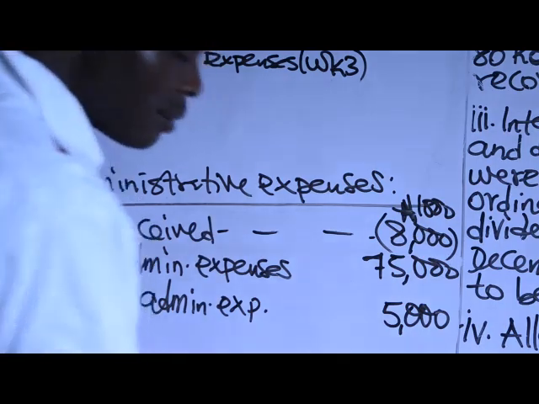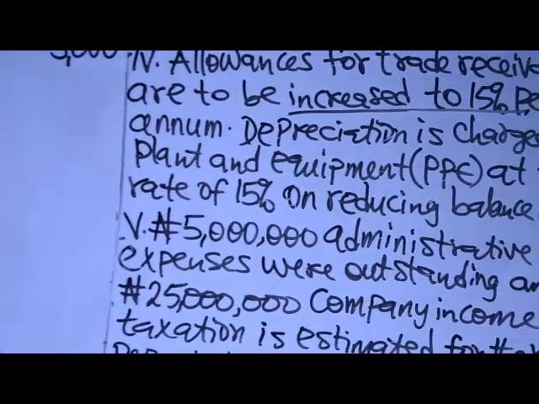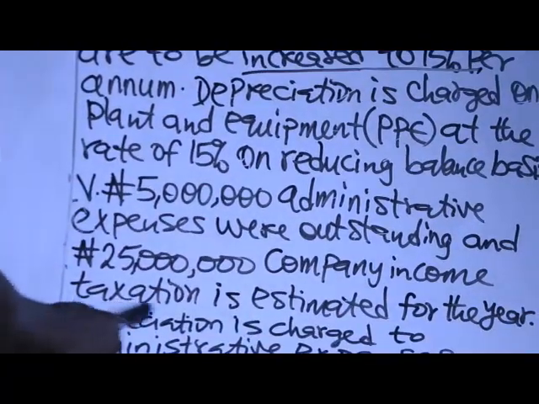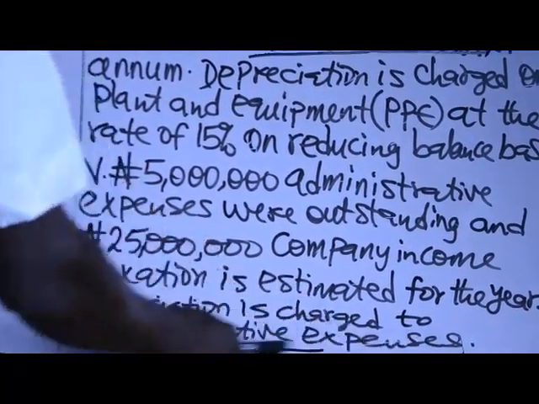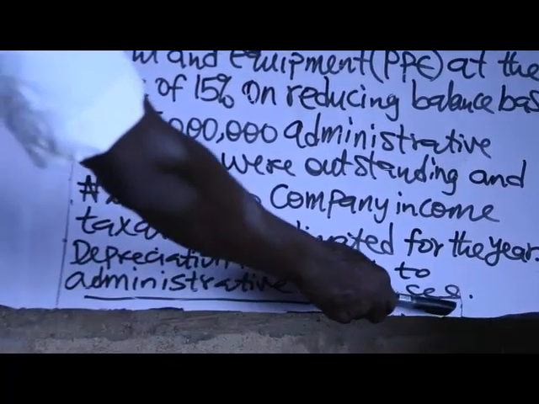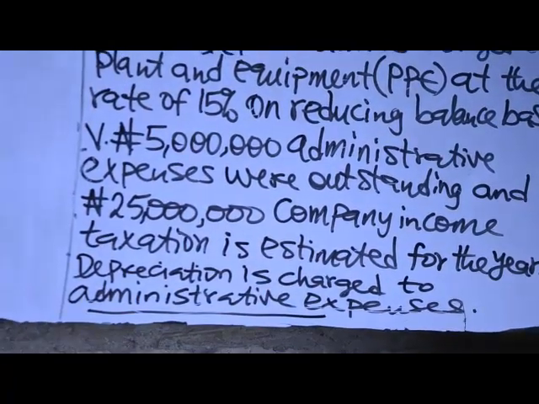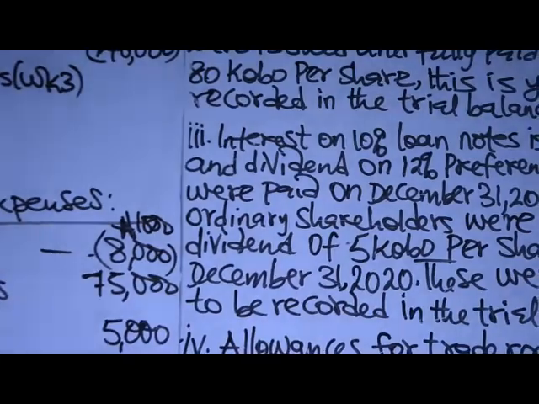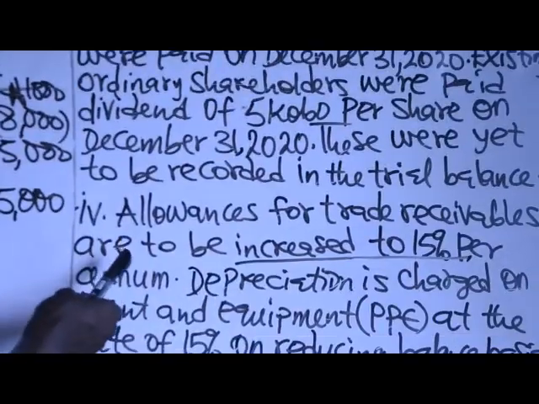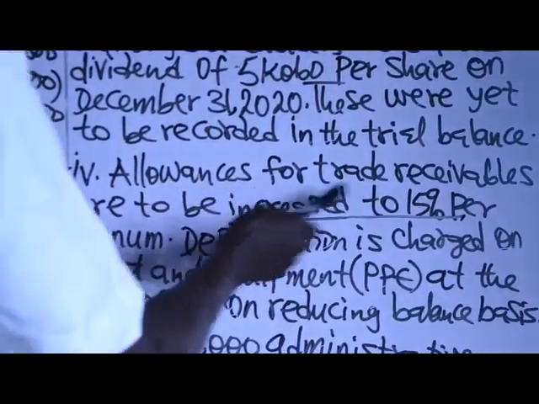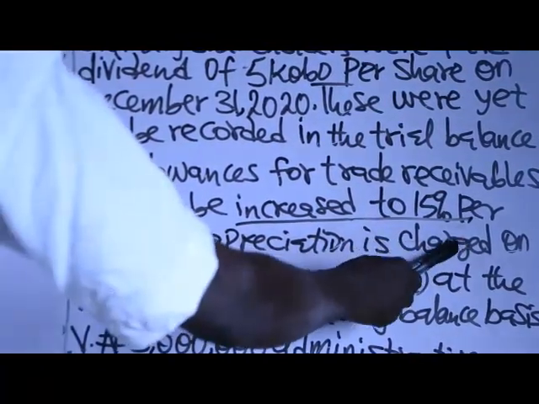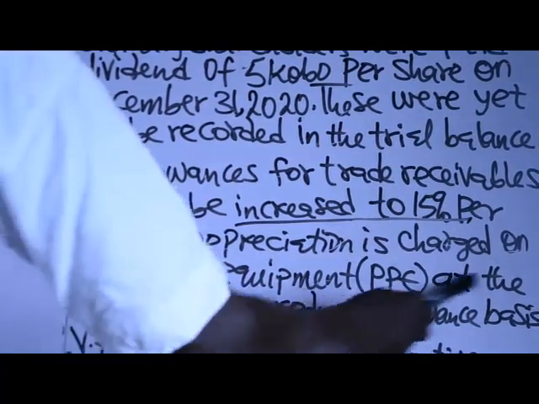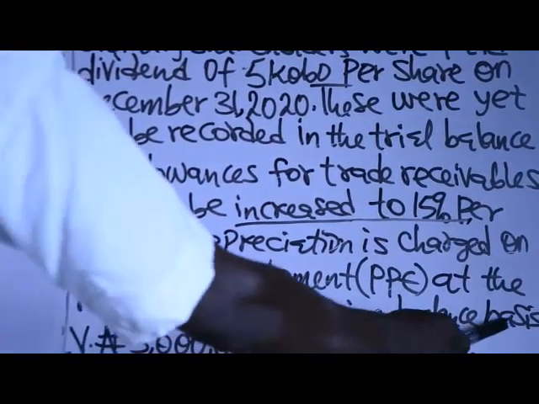Now, back to that same note 5. 5 million administrative expenses were outstanding, and 25 million company income taxation is estimated for the year. Depreciation is charged to administrative expenses. You have to charge the depreciation to administrative expenses. If you go back to note 4, you were told that allowances for trade receivables are to be increased to 15% per annum. Depreciation is charged on plant and equipment at the rate of 15% on reducing balance basis.